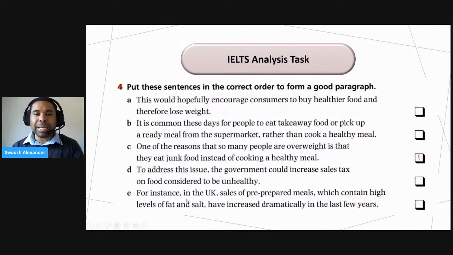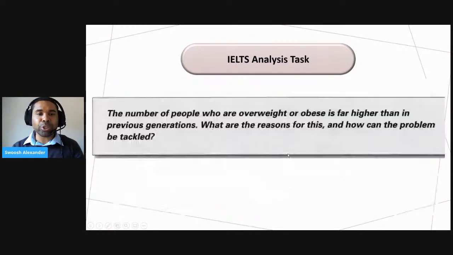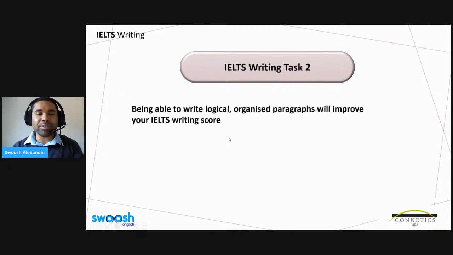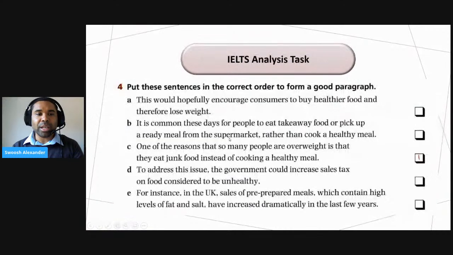We've got 5 of them, and we can see that the first sentence is letter C, and this begins by telling us what the problem is. So it says one of the reasons that so many people are overweight is that they eat junk food instead of cooking a healthy meal. So if we go back to our structure, we can see that the first point was to identify the problem. Well, that's been done. The problem's been identified. We can see that people eat junk food instead of cooking a healthy meal.